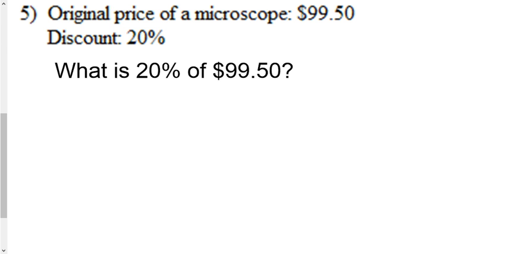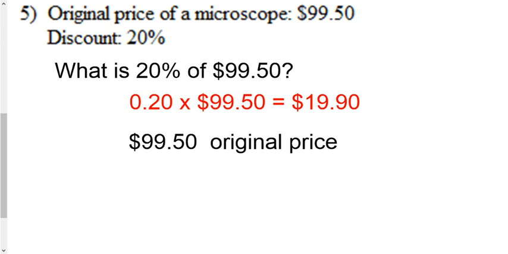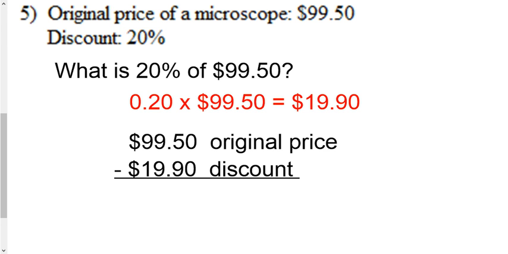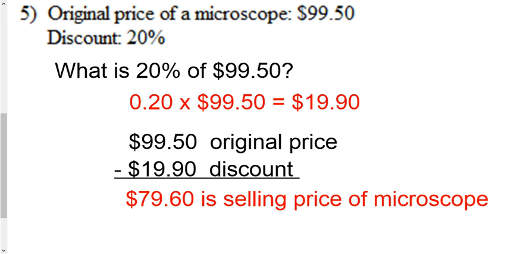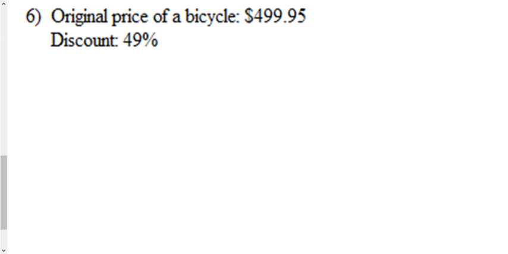Okay, so let's take a look at a microscope that costs almost $100. What is 20% of $99.50? Remember, convert your percentage to a decimal, multiply it by the original price, and we get $19.90. So we're going to take the original price of $99.50 and subtract the discount amount from it, which was $19.90. Final selling price is $79.60 for the microscope.